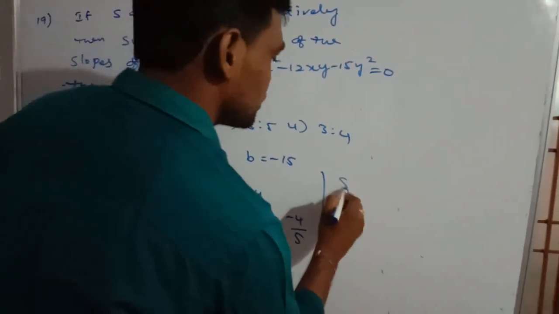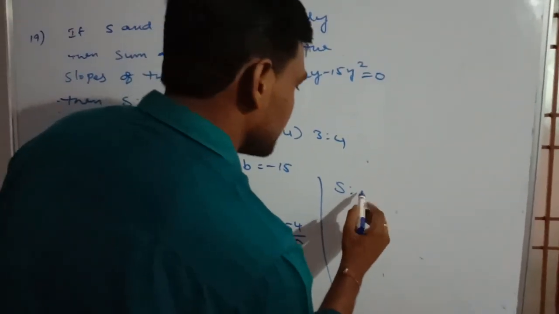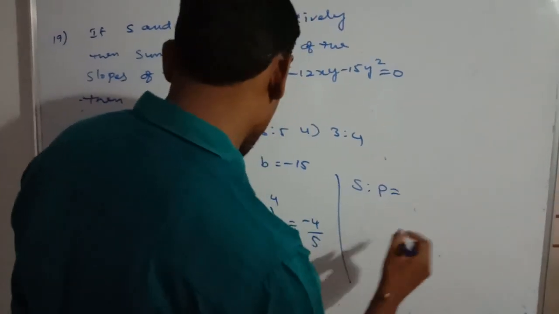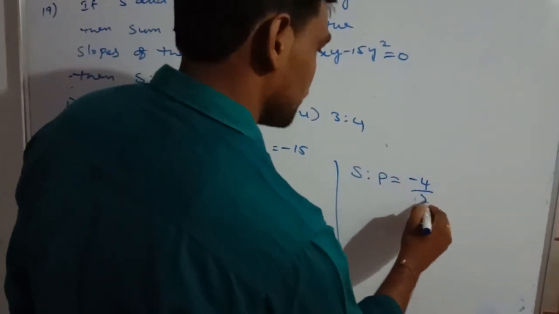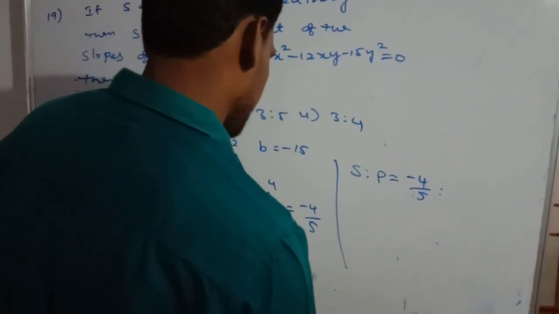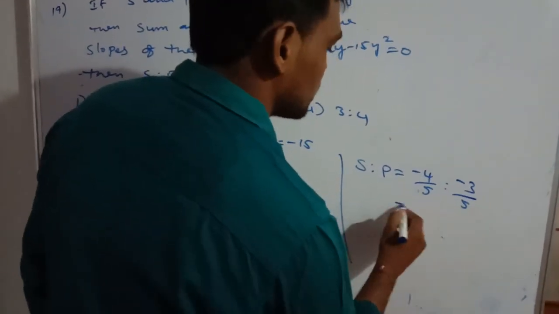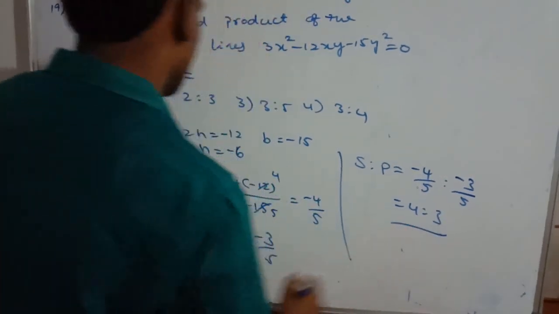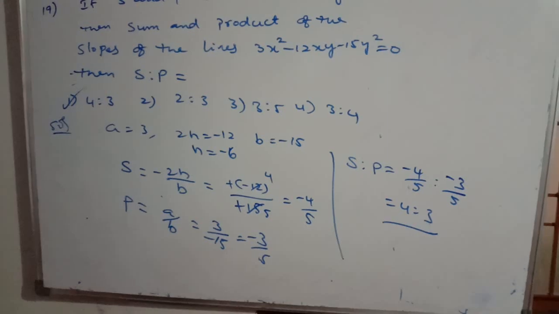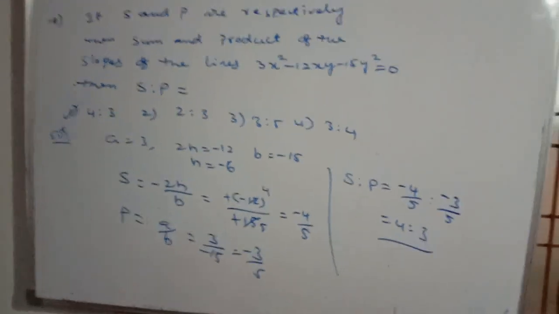Now the ratio of the sum of the slopes and the product of the slopes is S is to P. That means minus 4 by 5 is to minus 3 by 15, and this is 4 is to 3. Now the option is 1. The option is 1.